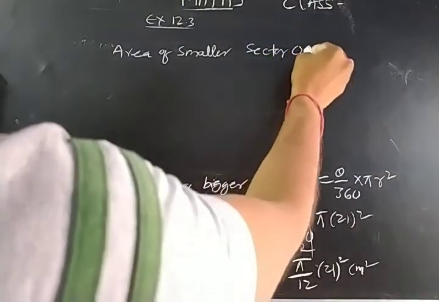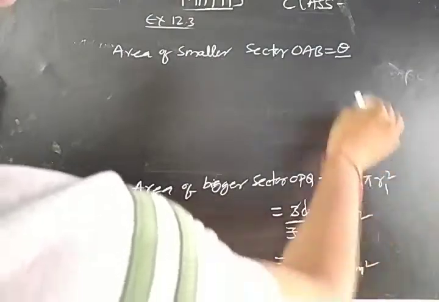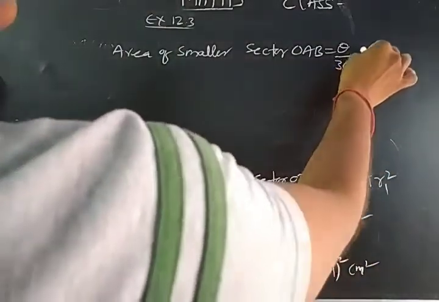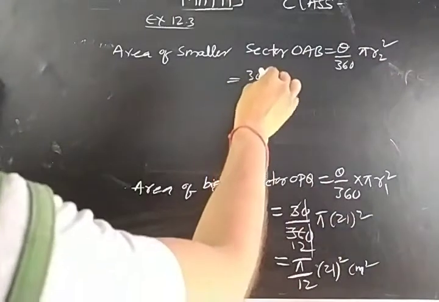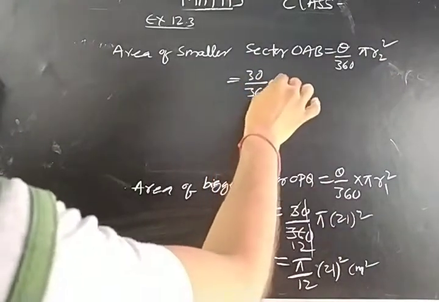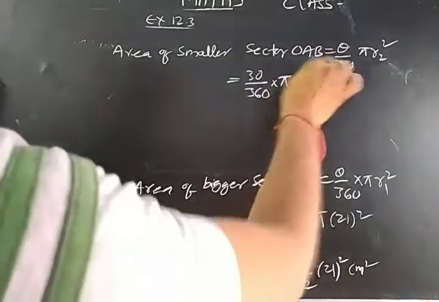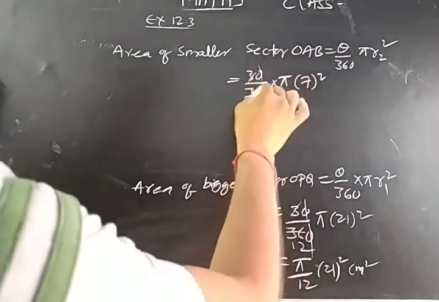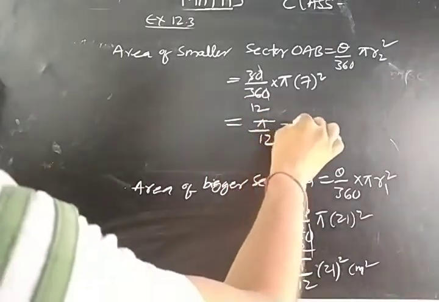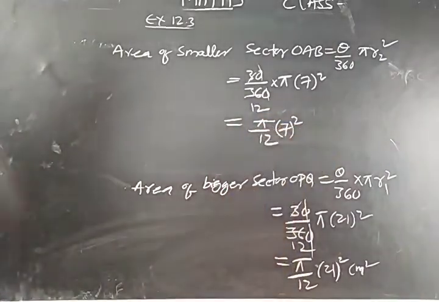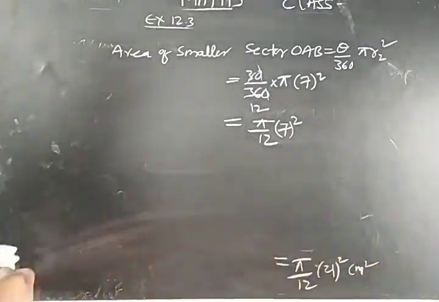Which is denoted by OAB. Is equal to, again the formula, theta by 360 into pi r squared. What is theta? Again 30 degrees by 360 into pi r squared, 7 squared. So this is pi by 12, 7 squared. Now I need the required shaded region area.